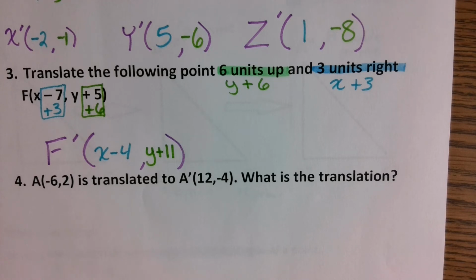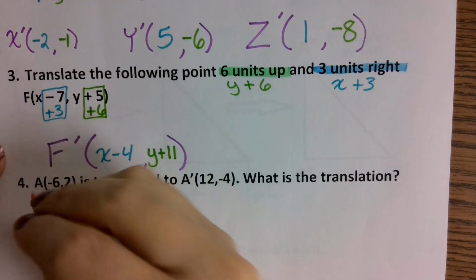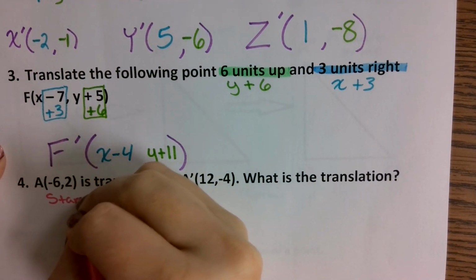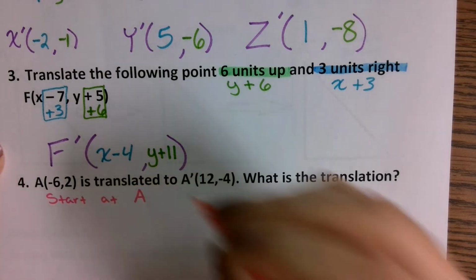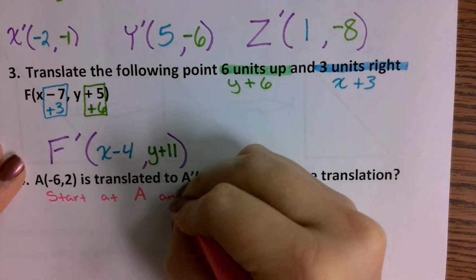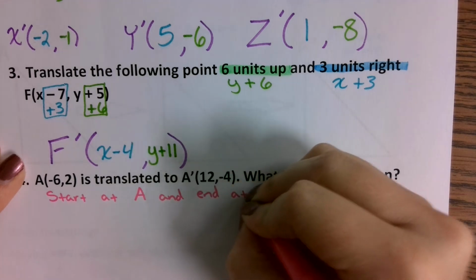All right, sometimes you're given the point and then given the prime value. You're already given the translated point, and you have to figure out what the rule was. What's the translated rule? So in order to do that, you're going to start at A and figure out how you processed it and moved to A prime. So it's just a matter of setting up an equation. Okay, let's write that down. That we're going to start at A, and then we're going to end at A prime.